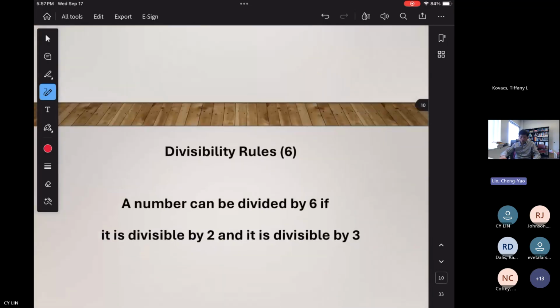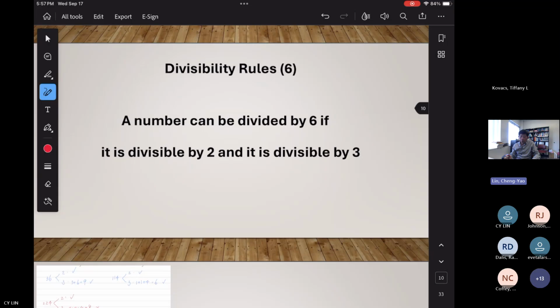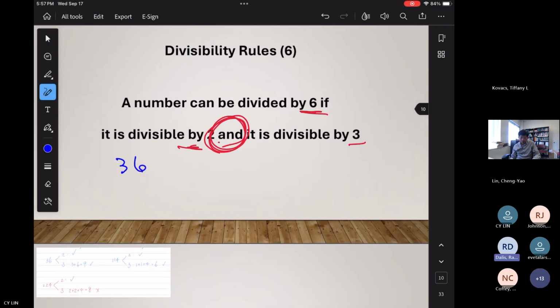Okay, so next one is the divisibility rule for 6. A number can be divided by 6 if it is divisible by 2 and divisible by 3. Okay, get this: and, not or, all right? So let's say 36, is 36 divisible by 6, yes or no? Yes, because it goes into 2 and 3.